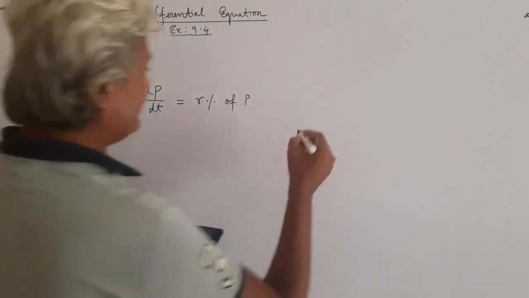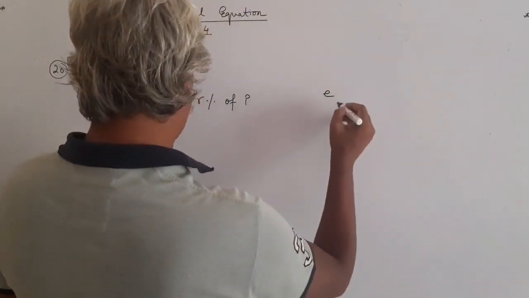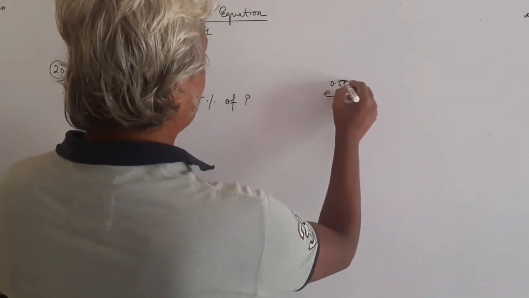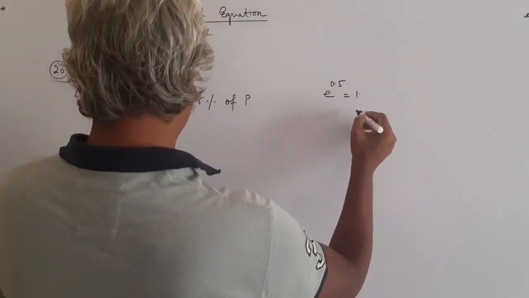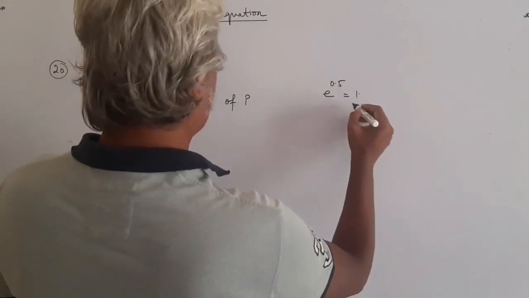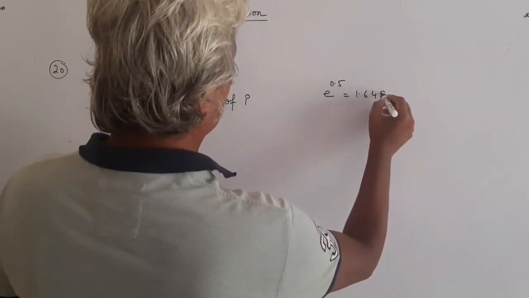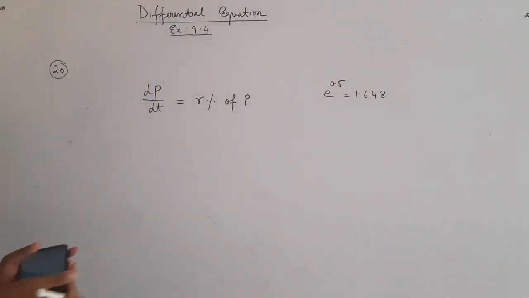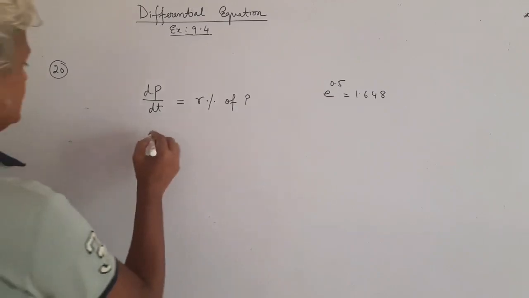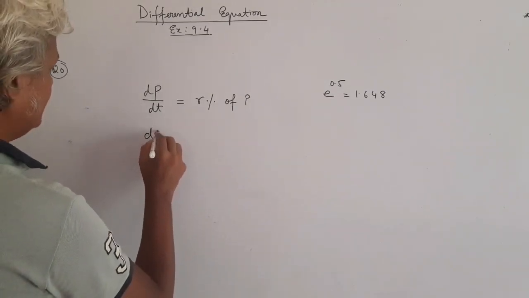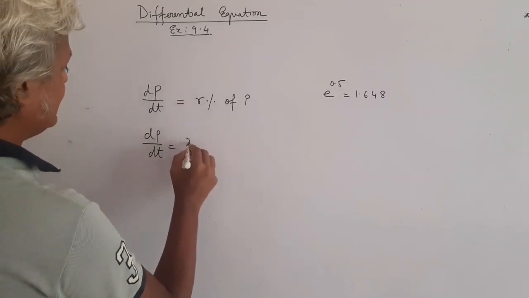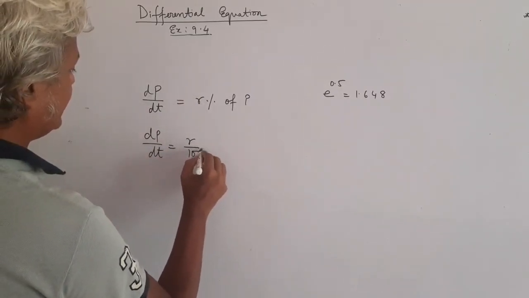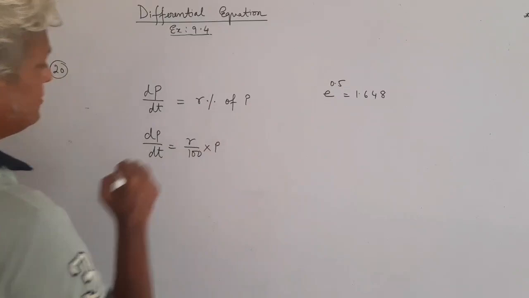And you are given one piece of information, that e to the power 0.5 is 1.648. Okay, so now we frame the equation. So this is dP by dt, r% means r upon 100 into P.